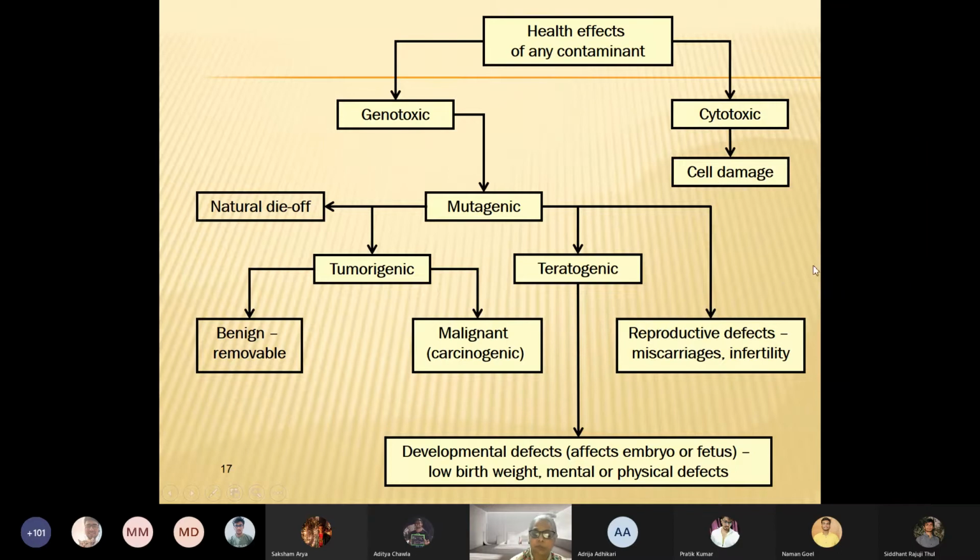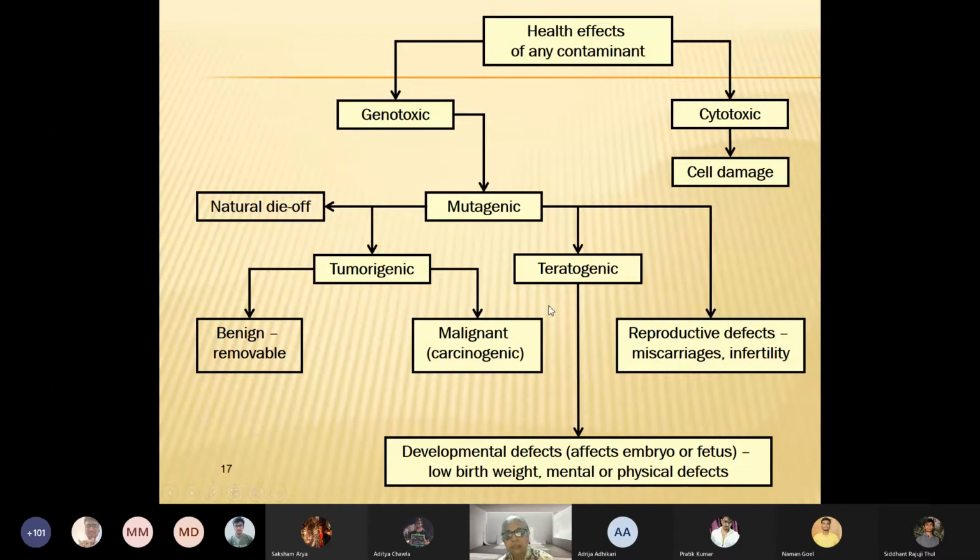Now, most of you have probably heard about how reproduction works. So you have haploid cells in the form of sperm and ova, and if there is damage to these haploid cells of human beings, that will result in reproductive defects. So you can have infertility, miscarriages, and so many other kinds of problems.